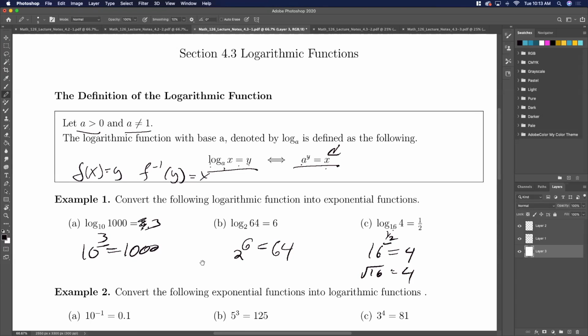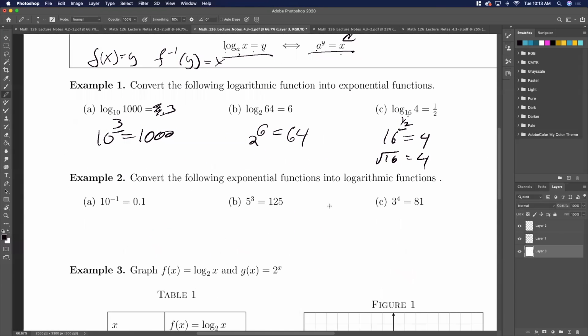Just so you get more comfortable going back and forth, I'm going to ask you to do a couple of these. Here, 10 to the negative 1 power is 0.1. So the log equivalent of this is log base 10. My base goes here, and all my logs will be the same base, right? So I choose the same base. What it equals is now my question. And then we'll go through this slowly.